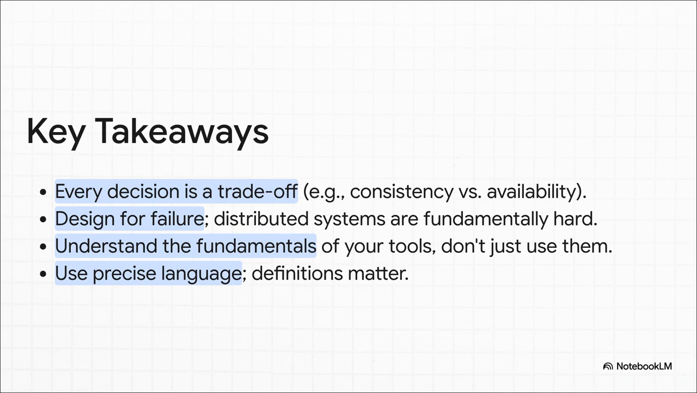First, everything, and I mean everything, is a trade-off. You want perfect consistency? You're probably giving up some availability. You have to choose. Second, distributed systems are hard because networks are unreliable. They will fail. Don't hope they won't. Design your system assuming they will. Third, don't treat your tools like black boxes. You have to understand what's going on under the hood to really use them well. And finally, words matter. Be precise. Terms like consistency aren't just fuzzy feelings. They are hard, specific, provable guarantees.